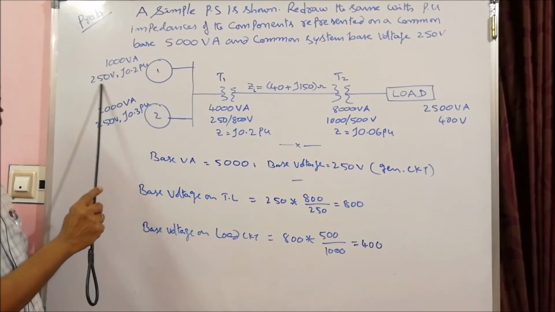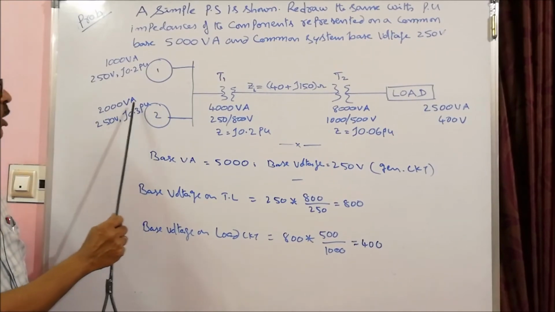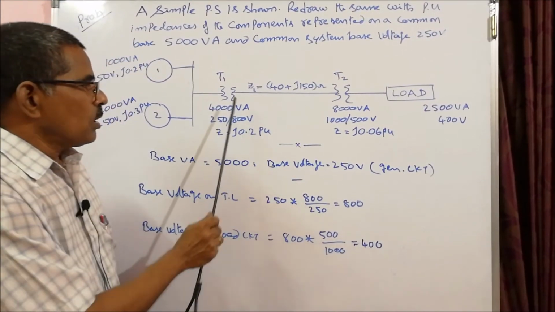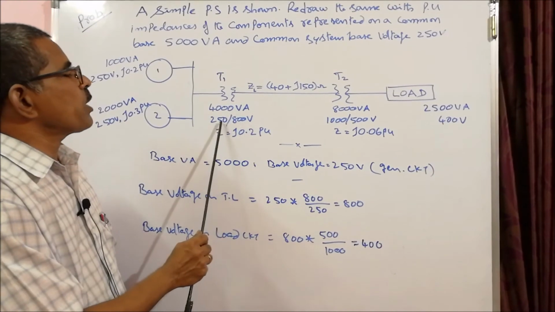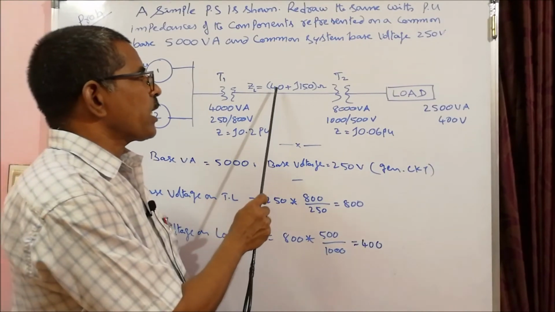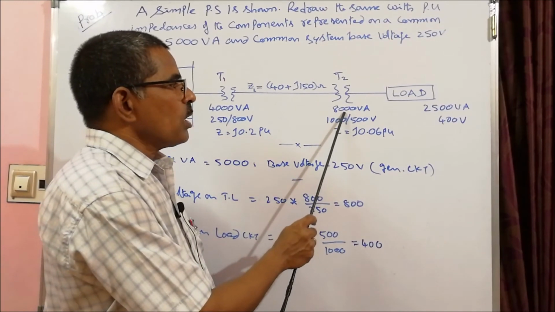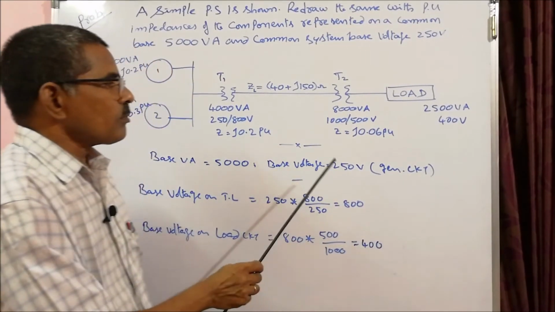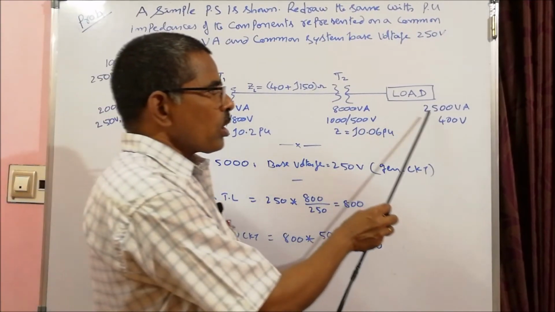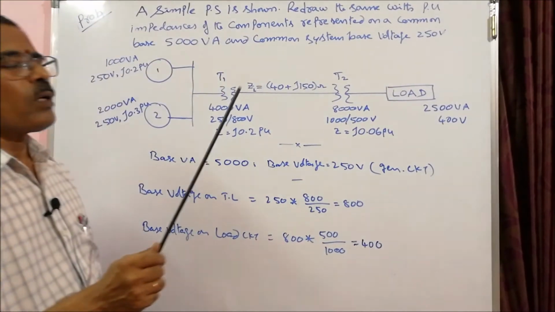Machine 1 is 1000 volt amperes, 250 volts, J0.2, its reactance being 0.2 per unit. Machine 2 is 2000 volt amperes, 250 volts, J0.3 per unit. Transformer 1, as marked here, is 400 volt amperes, 250/800, impedance J0.2. Transmission line impedance is given as 40 plus J150 ohms. Then transformer 2 is 8000 volt amperes, 1000/500 volts, Z is J0.06. The load is given only as volt amperes and voltage: 2500 volt amperes and 400 volts.